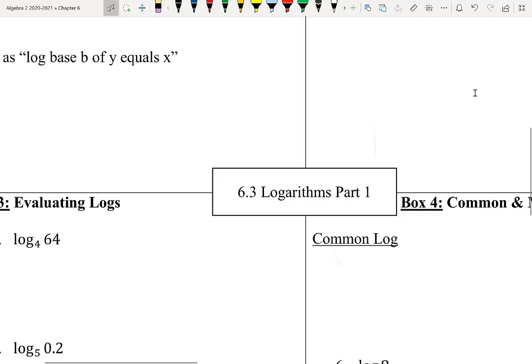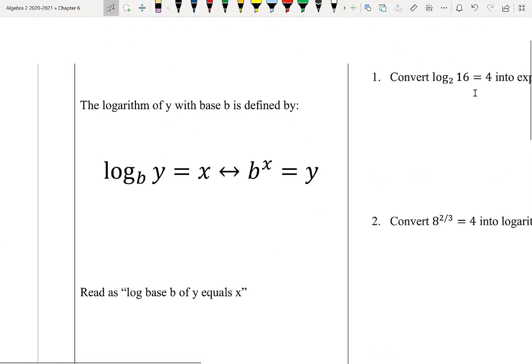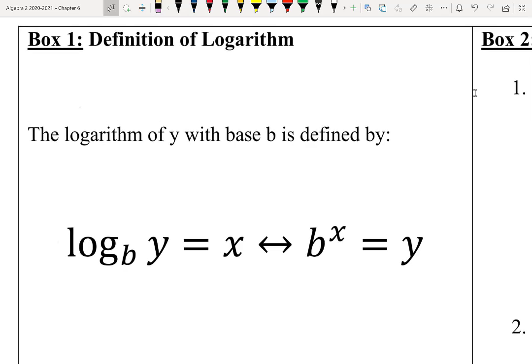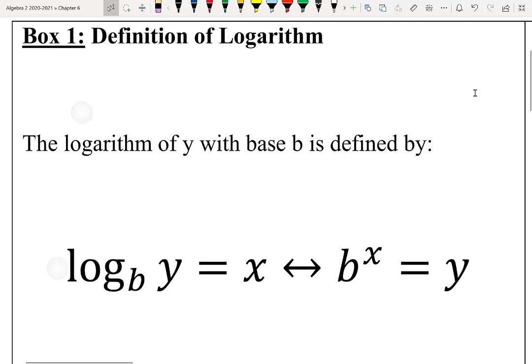So, hopping in here, we've got our 4-box notes. Up here in box 1, we're just looking at the definition of what a logarithm is. Logarithm is the technical name for it, but moving forward I'm just going to shorten it down to log. It's our abbreviation when we shorthand it in an equation, and just log is so much easier to say than logarithm, so I'll just say logs from here on out.